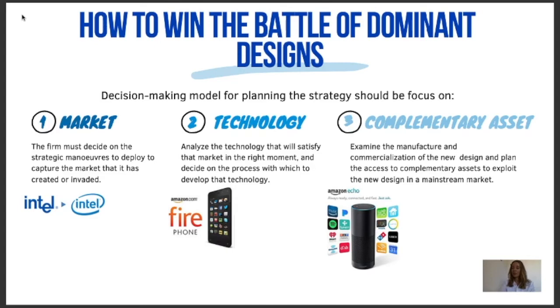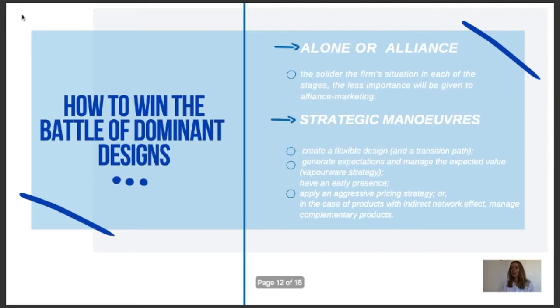So in each stage, the firm must also decide whether to go the path and fight alone or to seek alliances. So the more stable the firm's situation in each of the stages is, the less importance will be given to alliance marketing. And also very important for a firm is that it has a large installed base.